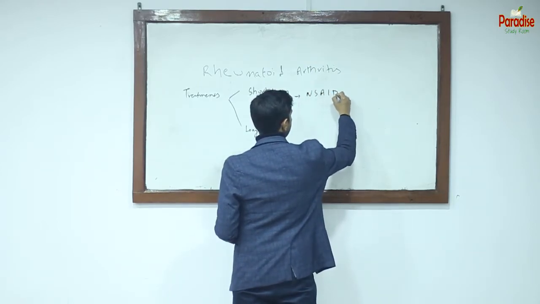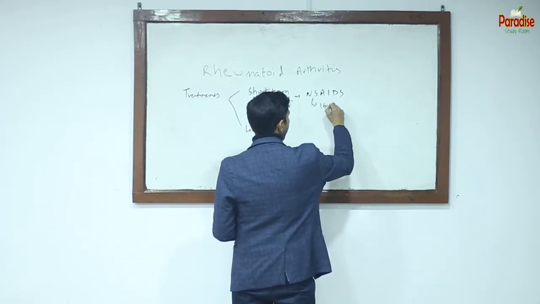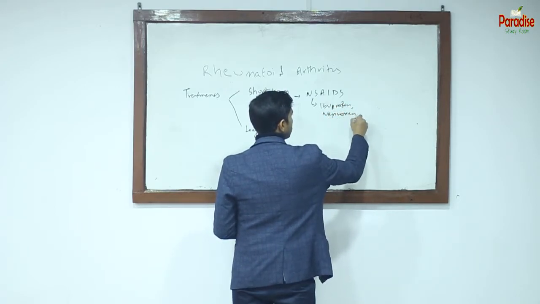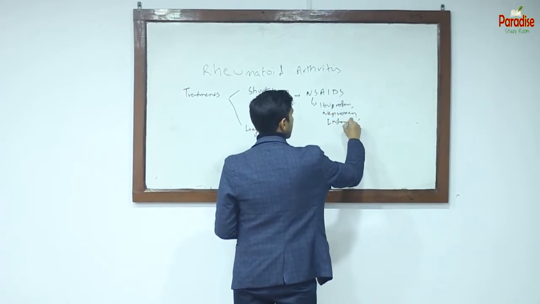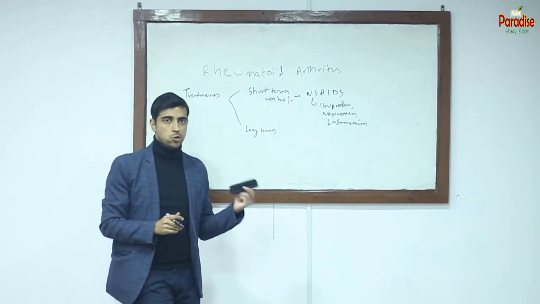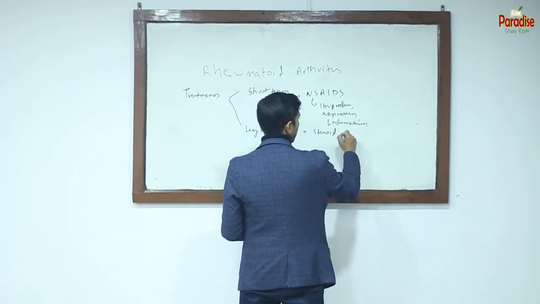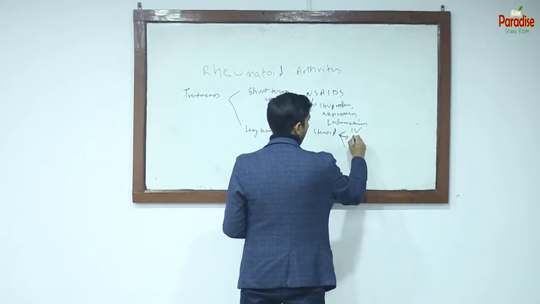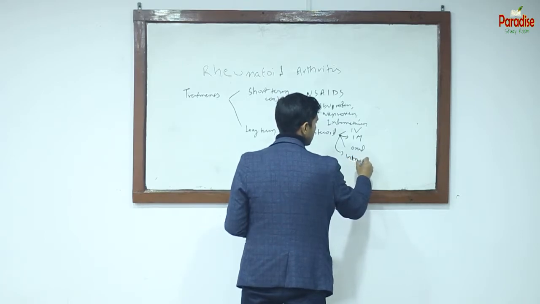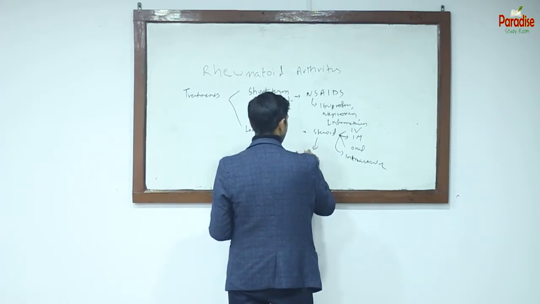For that we give NSAIDs, that is non-steroidal anti-inflammatory drugs. You can give any one of them, ibuprofen or naproxen or indomethacin and so on. These are the NSAIDs that we can use for the control of pain and inflammation. And another is the steroid. Steroid can be given either IV or IM or oral or even intraarticular. For oral, we mainly use prednisolone.